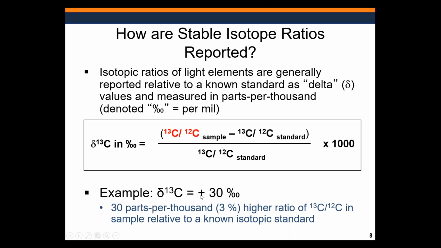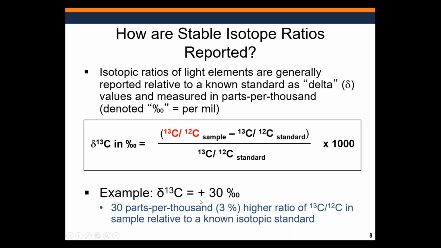I realize that seems complex, but basically through a lot of this, what I'll be saying is, okay, the delta C13 value is plus 30 per mil. Well, what does that mean? That means my sample that I sent in has 30 parts per thousand, or a 3% higher ratio of the C13 to C12 relative to the isotopic standard. So it's somewhat enriched, and you'll hear that term. It's enriched in the heavy isotope.